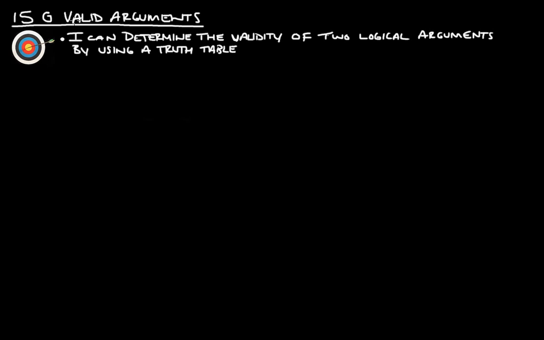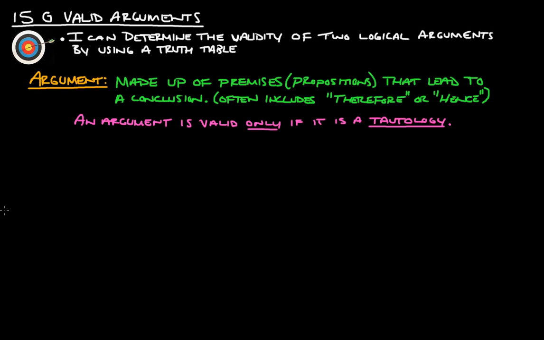I'm going to take you through the 15 G notes on valid arguments. At the end of this, you should be able to say, I can determine the validity of two logical arguments by using a truth table. All right, so let's first talk about an argument.